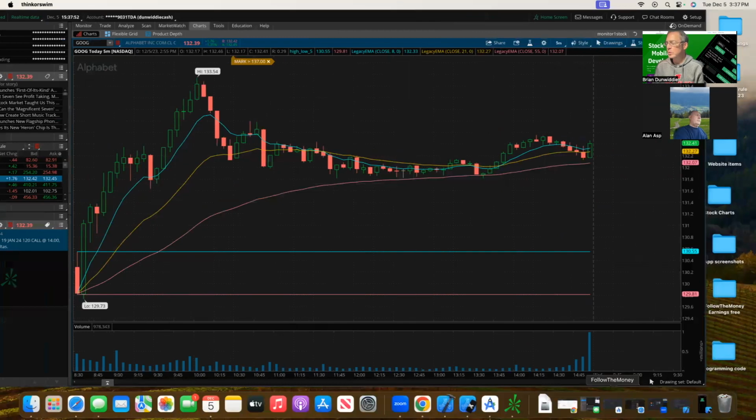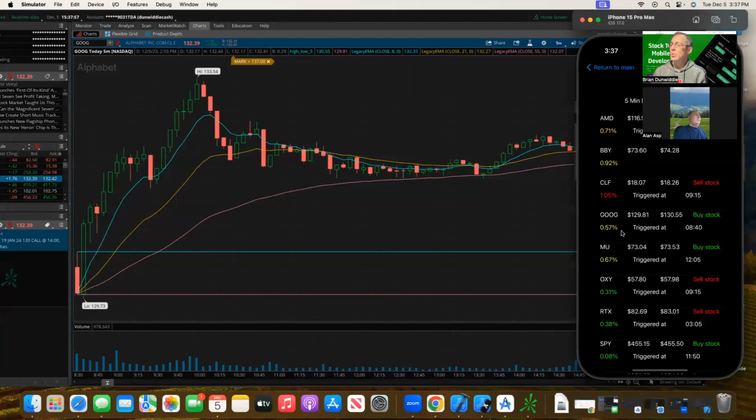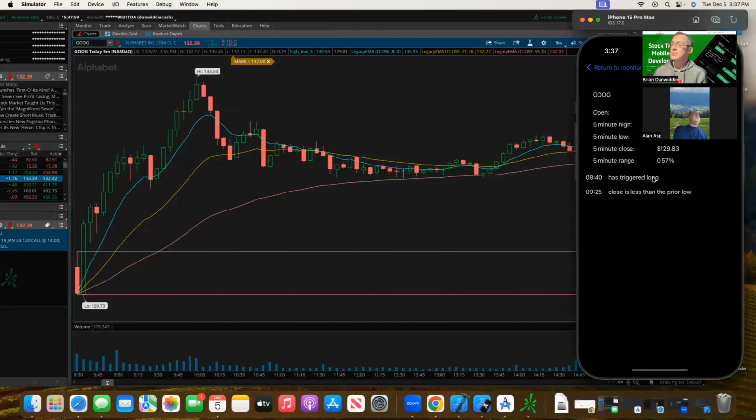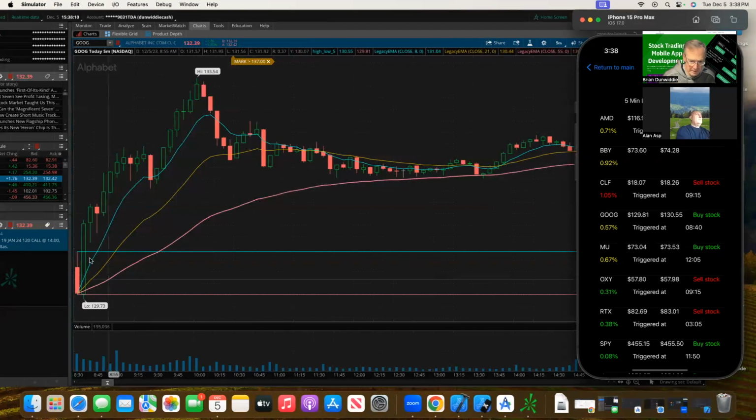And why did I trade Google this morning? Because Google was one of the first to trigger long at 9:40 Eastern. In addition, it had an opening candle of 0.57%, meaning this is a relatively small candle. This is the candle that triggered. Okay. I got in here and I was in, I want to say, the 135 calls.